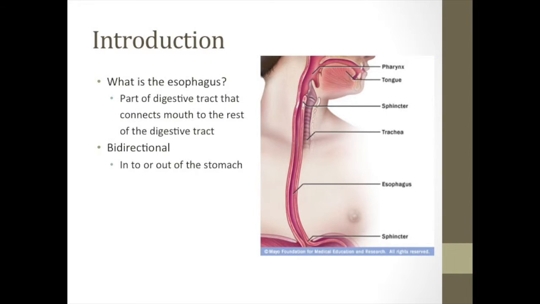So, some introduction material. The esophagus is part of the digestive tract with one purpose: to connect the mouth and the oral cavity to the rest of the digestive tract, to the stomach. So material can either be pushed towards the stomach from the mouth downwards, or to the mouth from the stomach backwards.